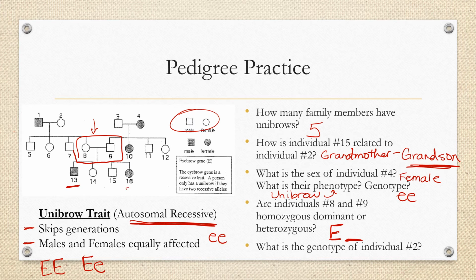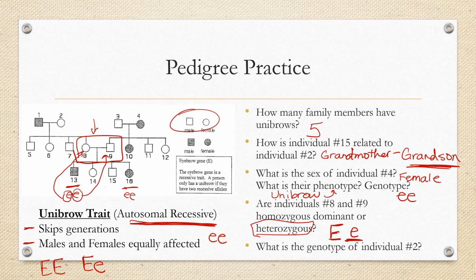Well, they have 2 children. You can always start with the kids. Their kids have unibrows. Some of them do. The only way to get a unibrow is to have two small alleles. That means I have to get one from one parent and the other from the other parent. So I can stop and safely say that both of them have to be big E, little e. They have to be heterozygous for this trait.